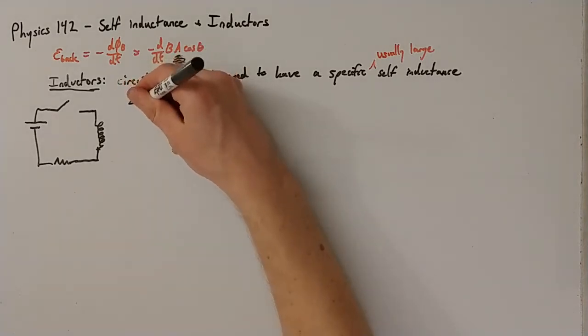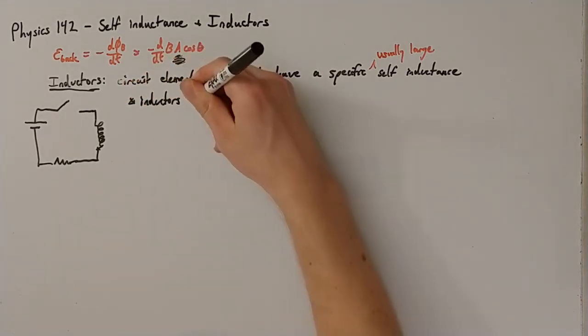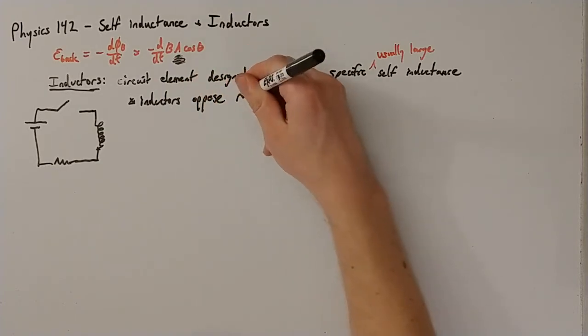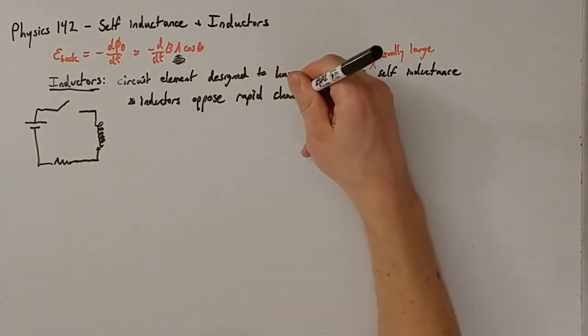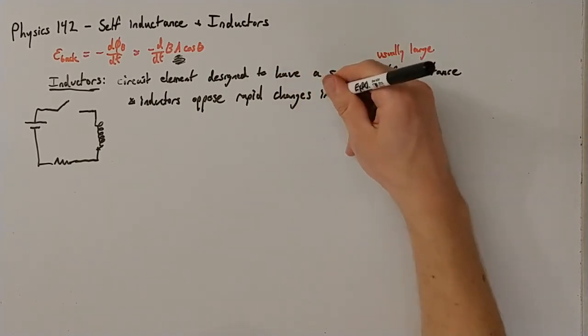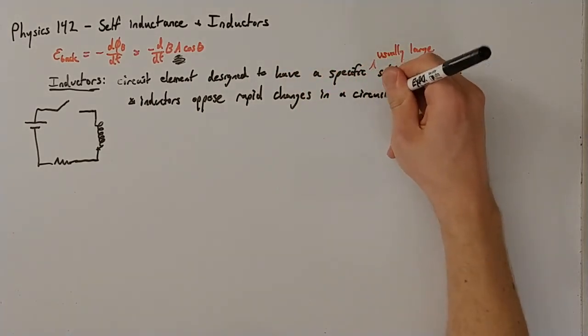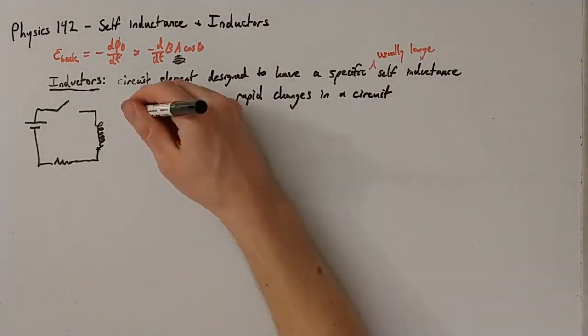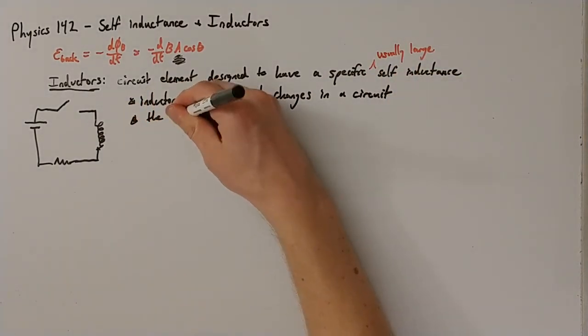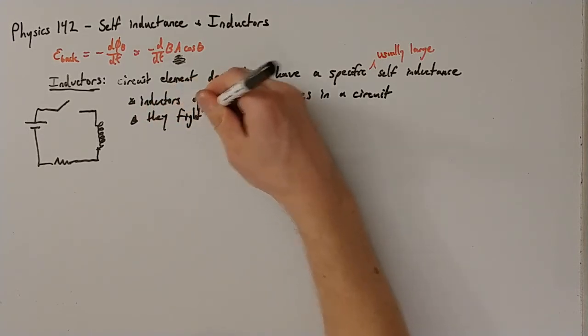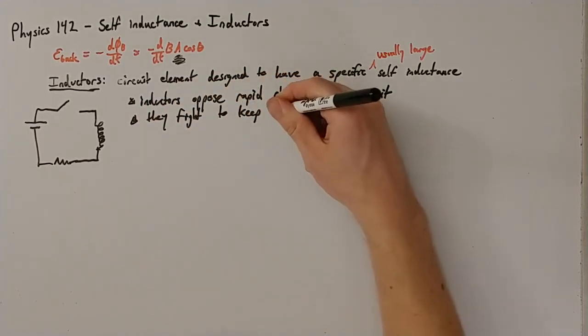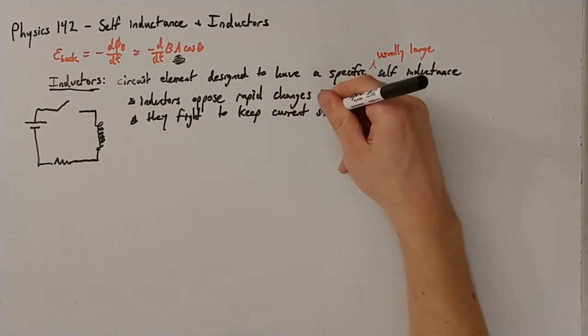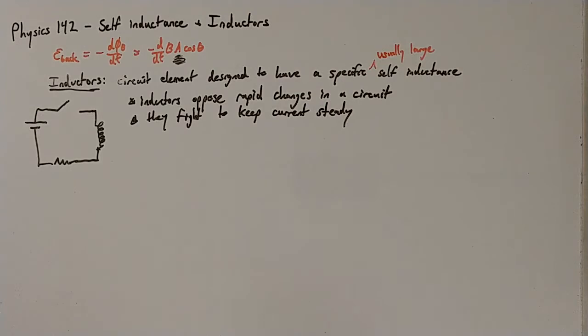So inductors oppose rapid changes in a circuit. Another way of saying that is they fight to keep the current steady. They don't like change. They're resistant to change. The more change you have, the more they fight back. That's the job of an inductor.